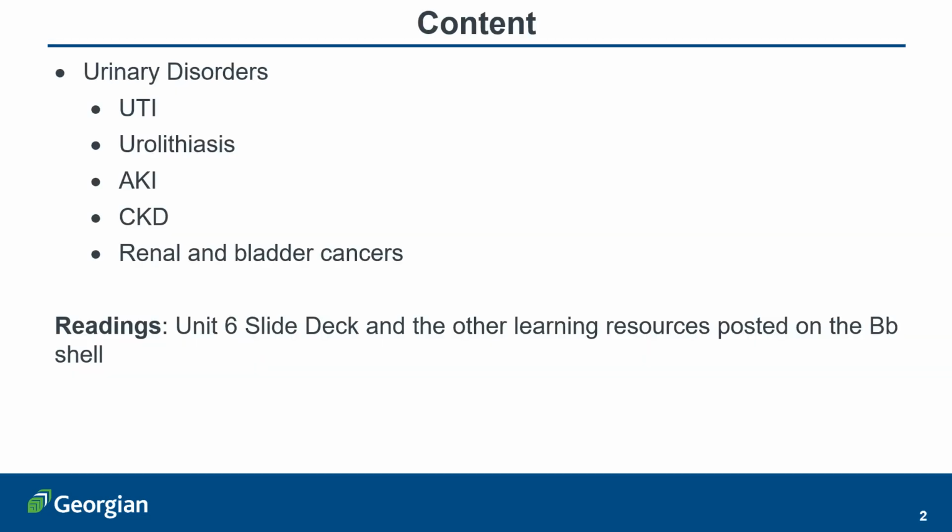In terms of the urinary disorders, we'll focus upon the UTIs, urolithiasis, so stones in the kidneys, which will be nephrolithiasis, or anywhere else along the urinary tract, in which case we'll call it urolithiasis. And then we'll switch gears and look at acute kidney injury, or AKI for short, and then chronic kidney disease, or CKD for short, and close off by discussing the various renal and bladder cancers. Please remember to read through the slide deck as well as all the other learning resources that are posted on the Blackboard shell.